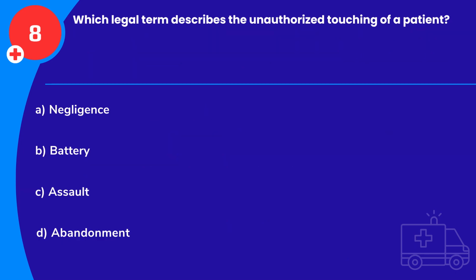Question 8. Which legal term describes the unauthorized touching of a patient? A. Negligence. B. Battery. C. Assault. D. Abandonment.